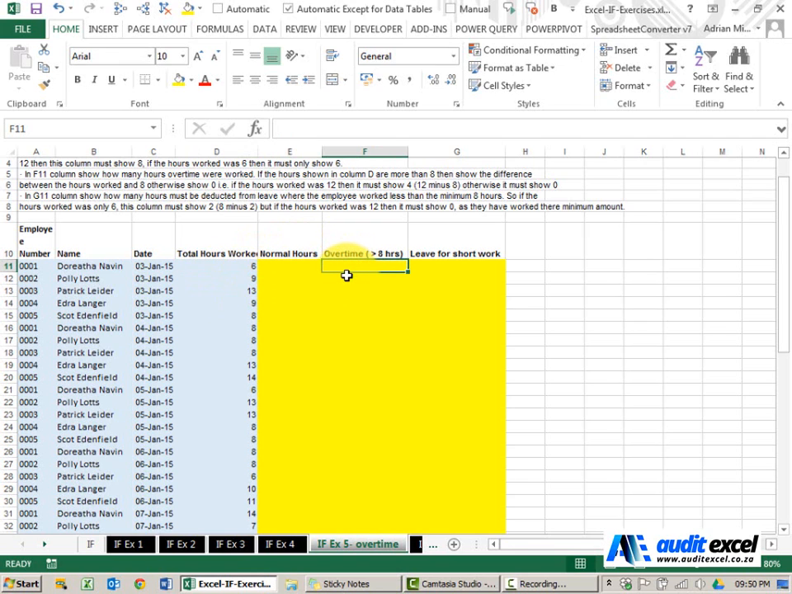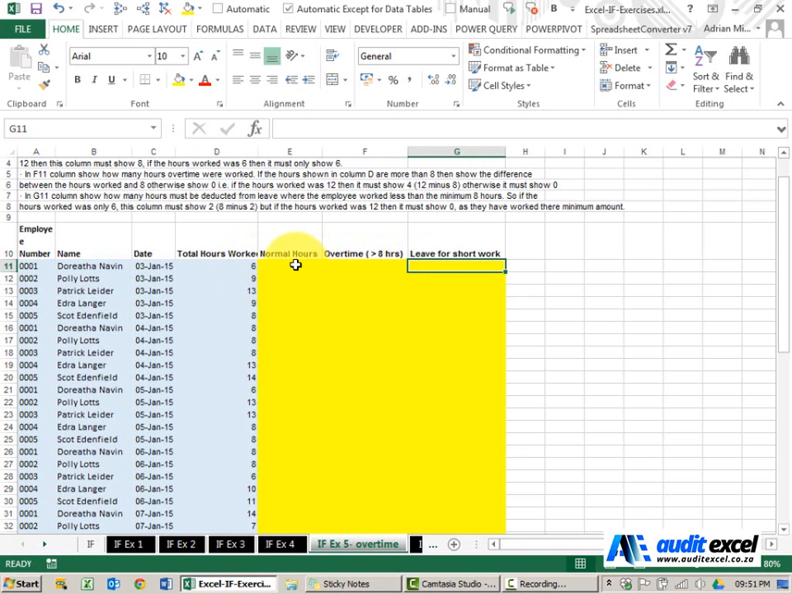For the overtime, you're going to look at the total hours worked. If it's more than 8, then the difference between the amount and 8 should be shown. So over here, 13 minus 8 should show 5. And over here, if they worked a short day, so less than 8 hours, we should see the difference here. So if that is less than 8 hours, what we should see here is 8 minus whatever the hours worked were. So we would expect to see a 2 here.